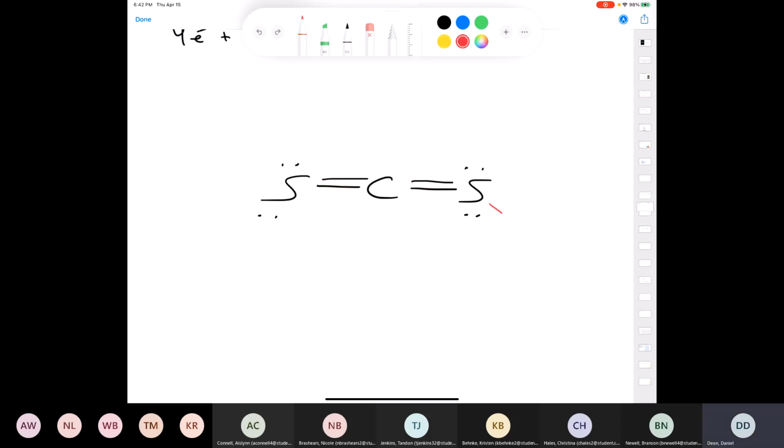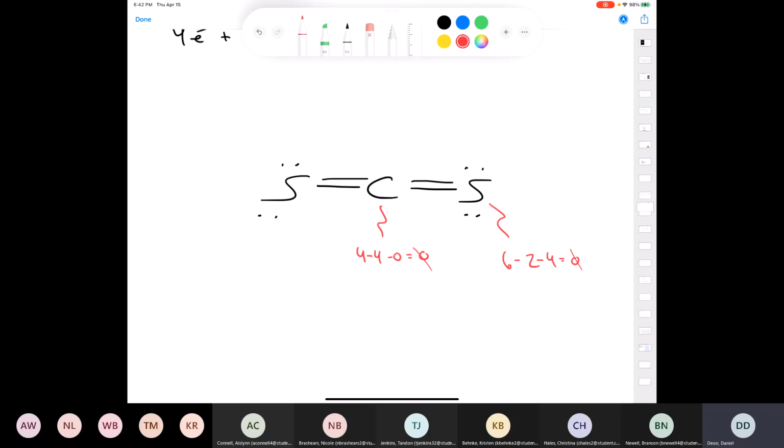The formal charge on the sulfur is 6, subtract 2 sticks, 4 dots, is 0. The formal charge on the carbon is 4, subtract 4 sticks and 0 dots, is 0. There we go. So that means we've got a perfectly great Lewis structure here.